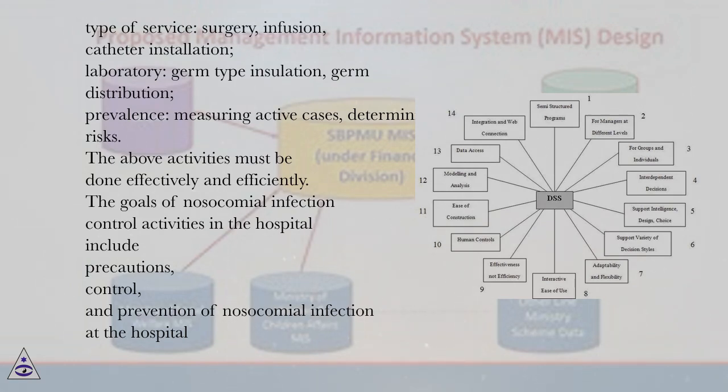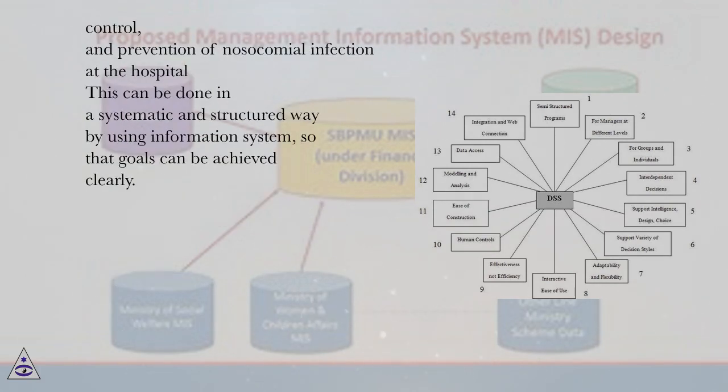The above activities must be done effectively and efficiently. The goals of nosocomial infection control activities in the hospital include precautions, control, and prevention of nosocomial infection at the hospital.